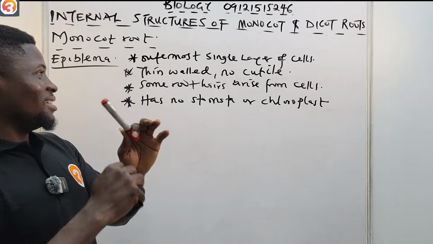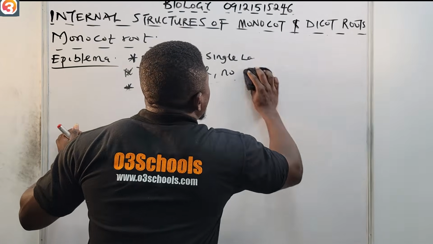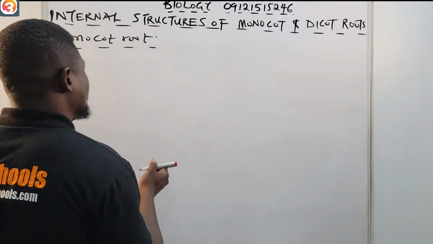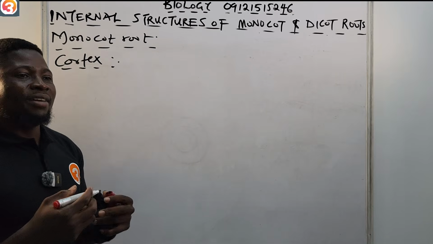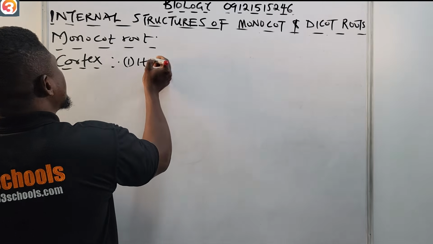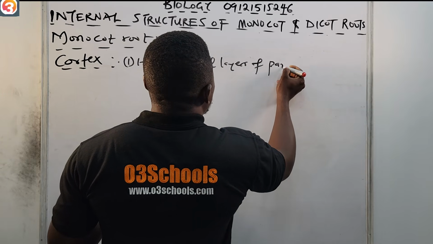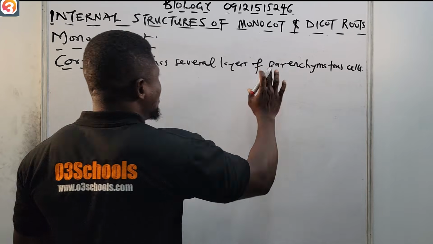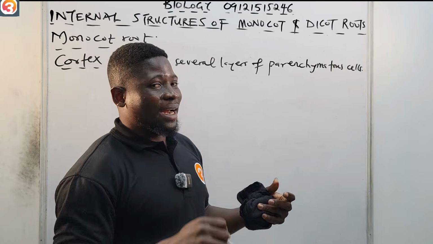It is exactly the same as we saw for the dicot root. So let us now go to the next part. After the epiblema, what is the next part? We'll now see the cortex. For the cortex, number one, it has several layers of parenchymatous cells. That means it has several layers of parenchyma cells.